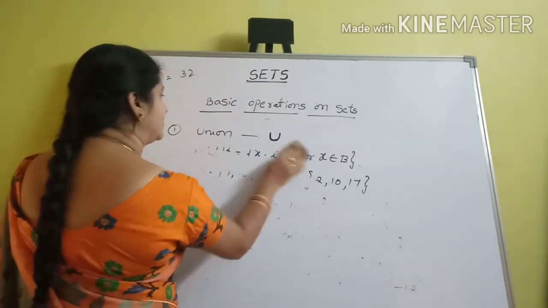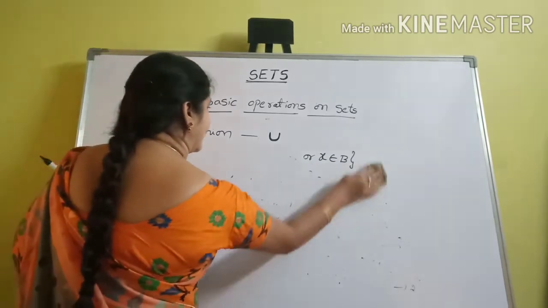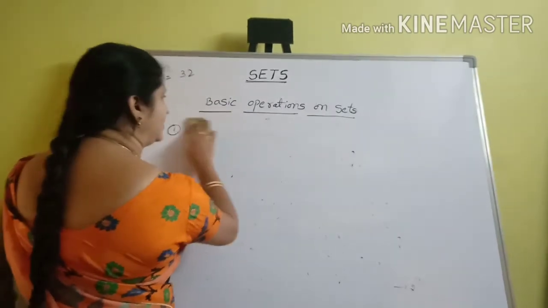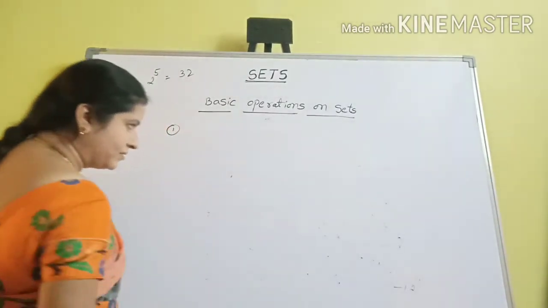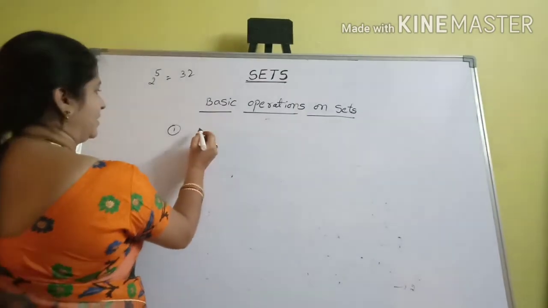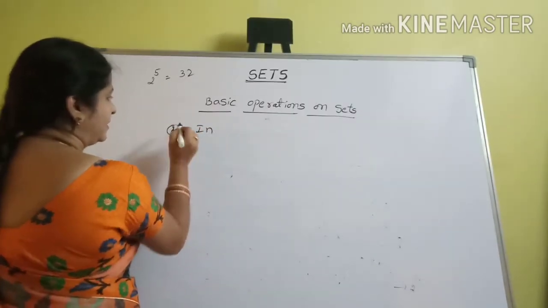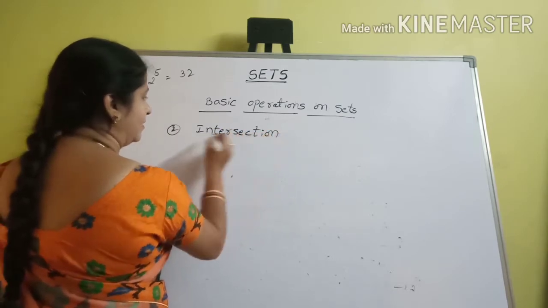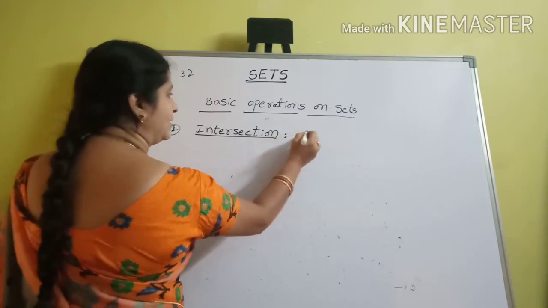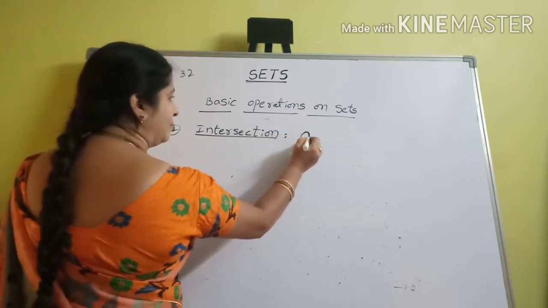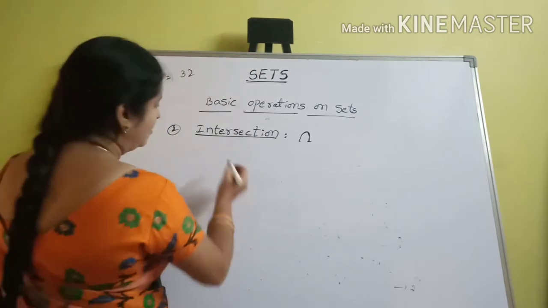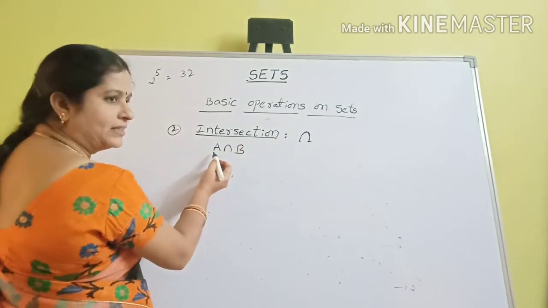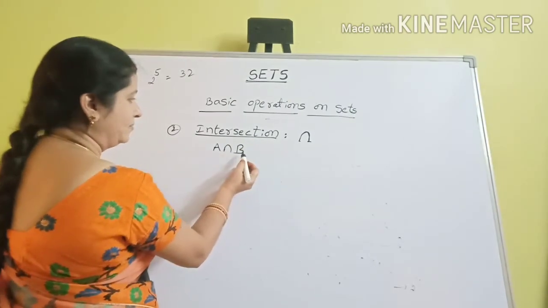The second one is intersection. So what is the intersection? What is the definition of intersection of sets? The symbol for intersection denotes the intersection. We read it as A intersection B.